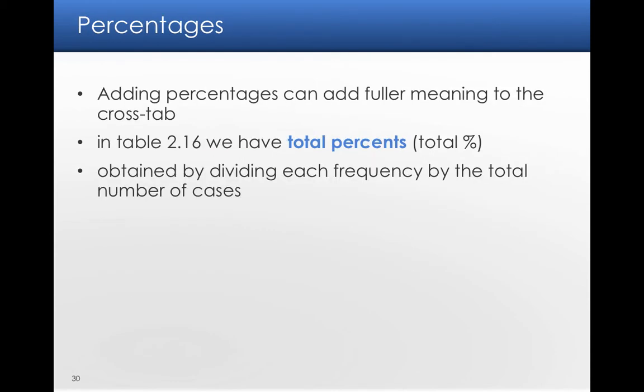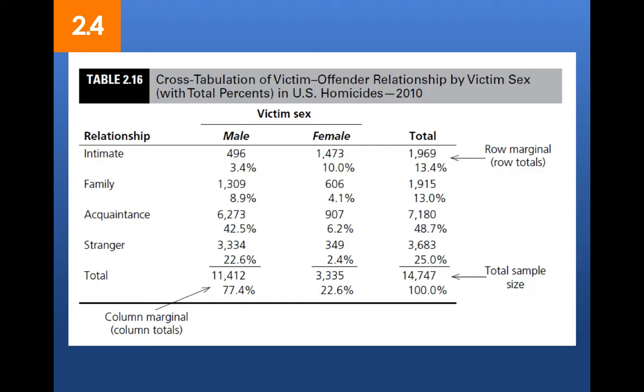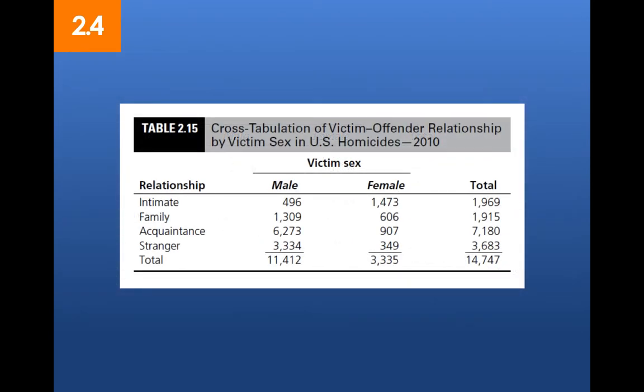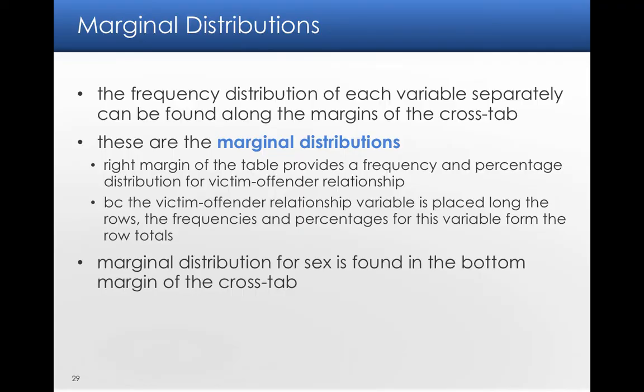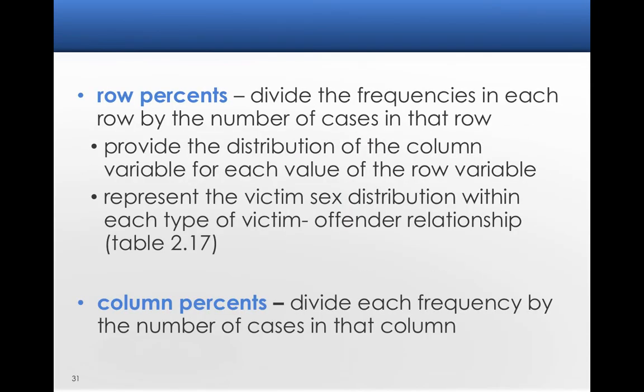We can also add percentages in, and that sometimes gives us better meaning. If we look back to this table, 1,473 out of 3,335, sometimes a percentage is easier for us to wrap our heads around. Row percents take the frequencies in each row divided by the number of cases in that row. In our table, they represent the victim sex distribution within each type of victim-offender relationship. Column percents do the same thing, but for the columns.